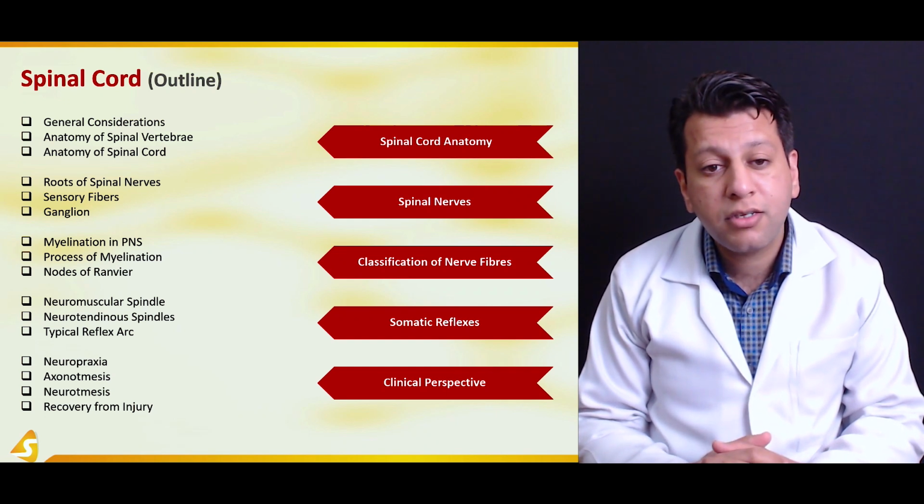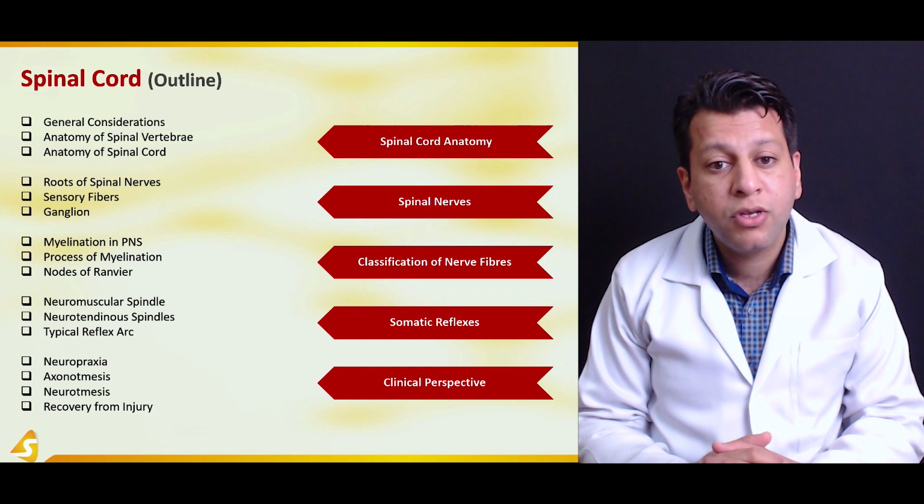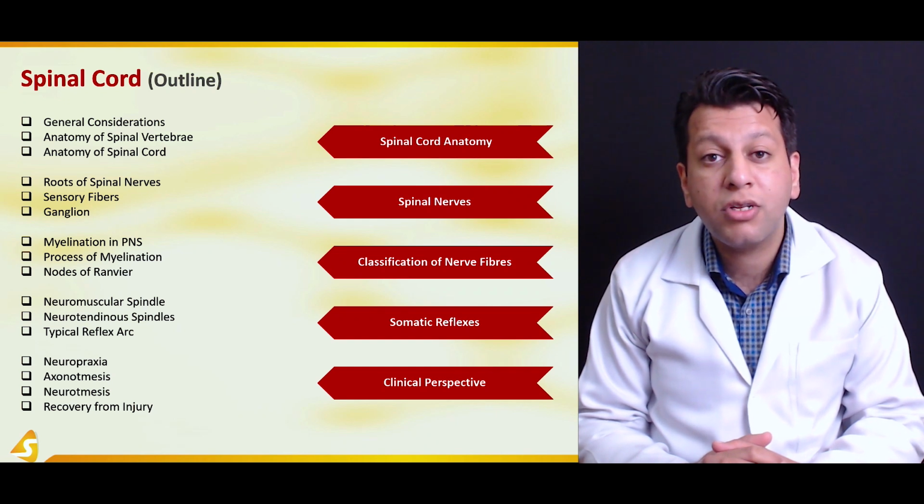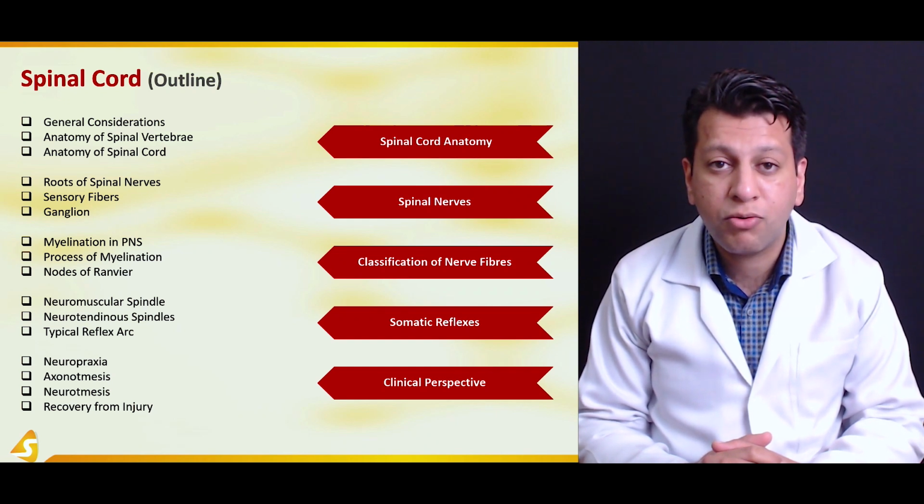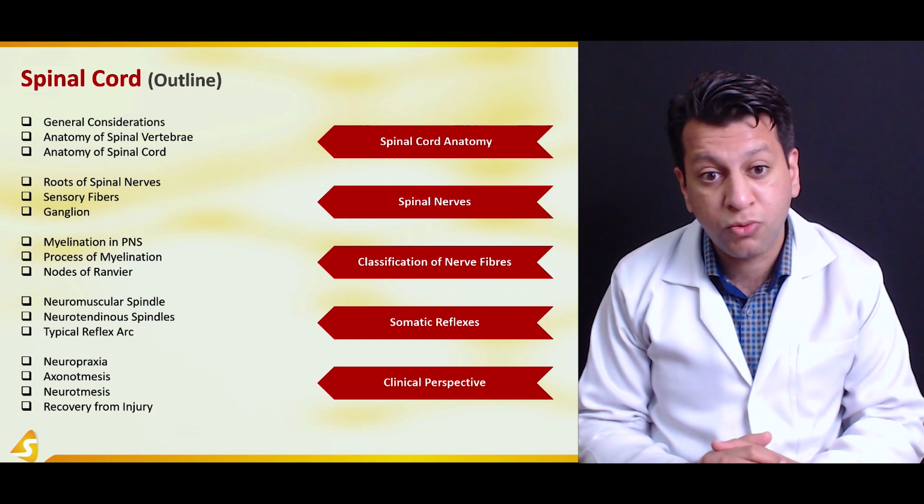Then in the second section, we will go through the spinal nerves: what the roots of the spinal nerves are, what the sensory fibers are, what the ganglion is, and how these are arranged in the human body to function properly in the way they do.